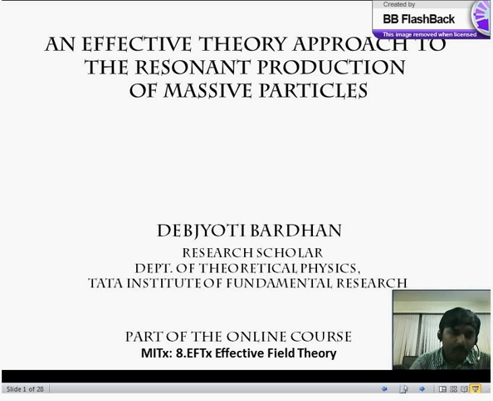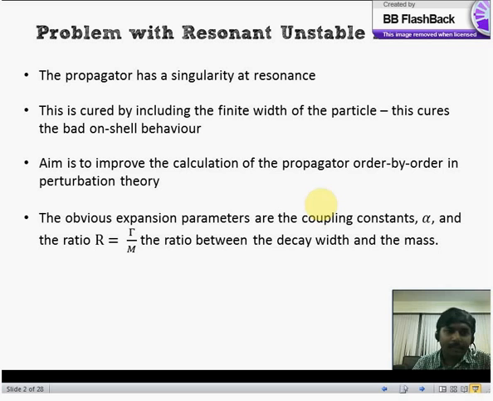The problem with massive particles is that the propagator has a singularity at resonance. Now, this can be cured by a finite width of the particle, by inserting that finite width, and there are many approaches along these lines. One of the most successful approaches is the approach by effective field theory. Effective field theory aims to calculate the propagator with increasing accuracy order by order in perturbation theory.